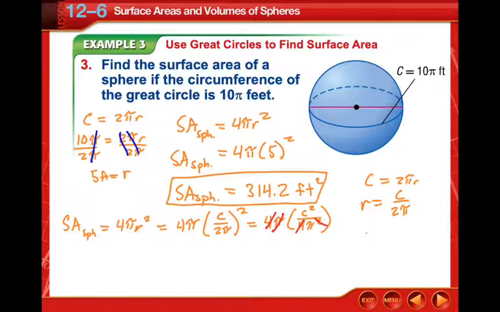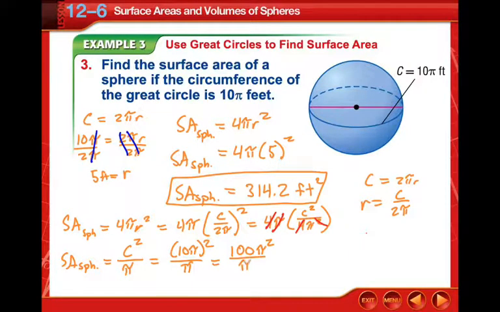So we are left with our formula for the surface area of a sphere, given the circumference of the great circle, which is just the circumference squared over pi. So now let's plug in what our circumference is. It's 10 pi, right? So 10 pi squared over pi gets us 100 pi squared over pi. Again, the pi on the bottom and one of the pi's on top cancel, and we have 100 pi, which comes out to be 314.2 square feet.